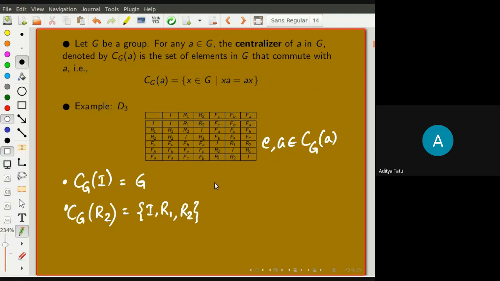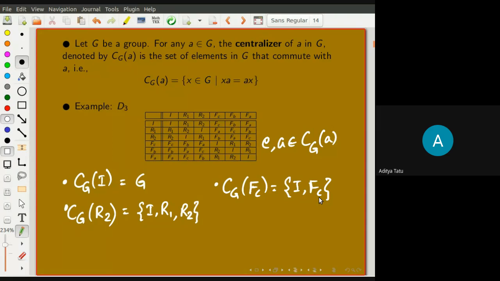Okay, so this is one example. Let's take the centralizer of one of the flips. Identity for sure belongs. The flip itself also would be an element. Anything else? No, sir.